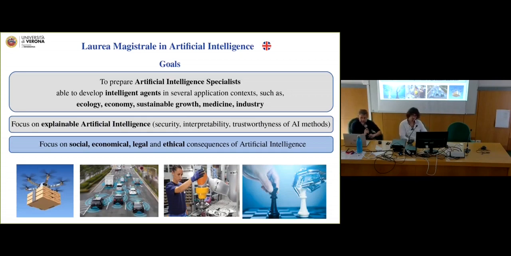Also in this case, there are what are called safety-critical applications, like those that I have just mentioned, which are really fundamental now. Artificial intelligence is important and should be able to work also in this kind of application. So this is, I think, what makes this degree different from several other degrees.